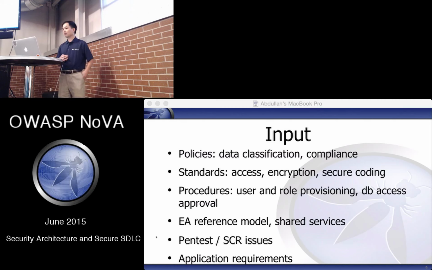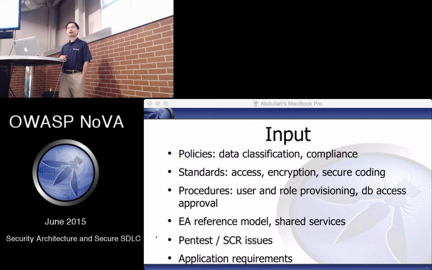So when I think about this, I want to look at the overall, everything we do, there's an input, there's an output, and there's a process, right? So the input to a security architecture, if you think about it, has policies, which is ultimately the most important, the why and the what that you have to do as an organization. And then you have a lot of standards and procedures, and in a big organization, you have EA reference models and a lot of shared services that are made available.